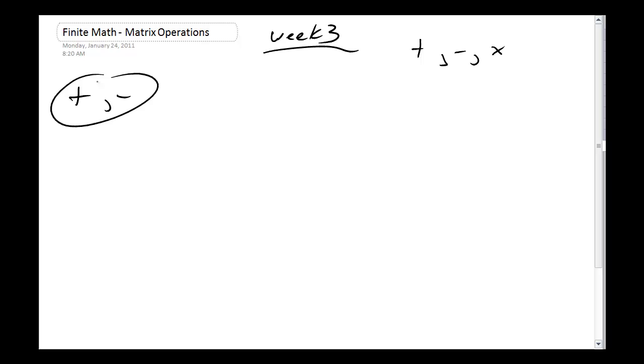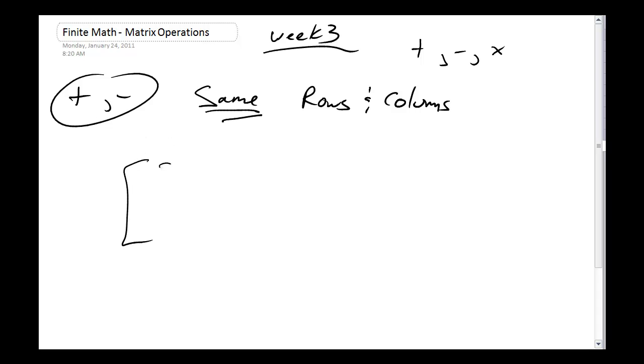For these two matrix operations, you're going to have two matrices, one on either side of the plus or minus, and they have to be exactly the same. They have to have the same number of rows and the same number of columns, because we add and subtract matrices spot to spot.